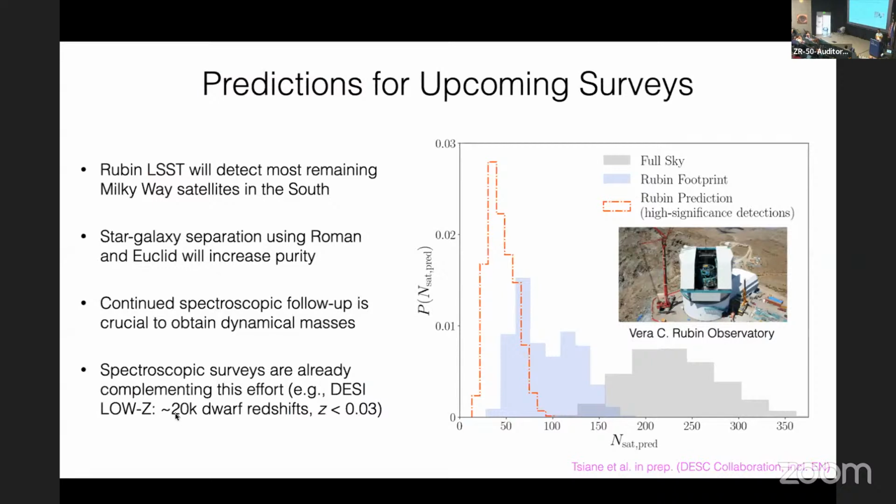One more time, I just want to emphasize that spectroscopic surveys are already complementing this effort. There are large catalogs of redshifts of low redshift dwarf galaxies. For example, I think there are over 20,000 now from the DESI low-z effort going out to redshift 0.03.